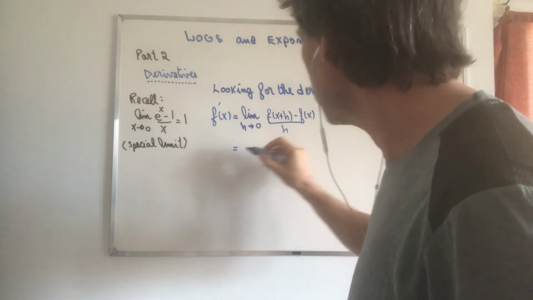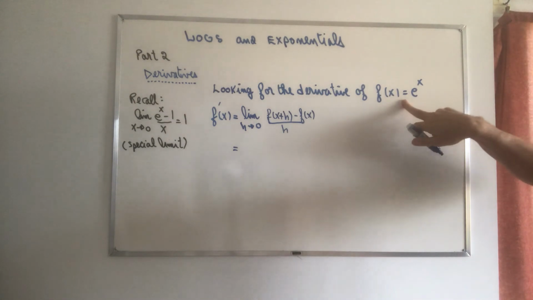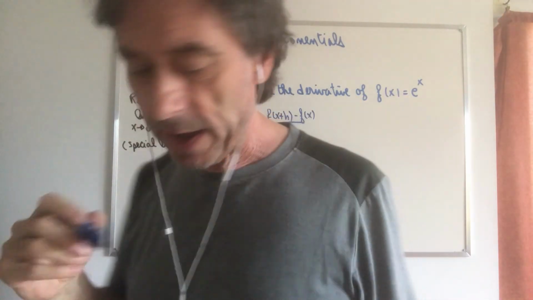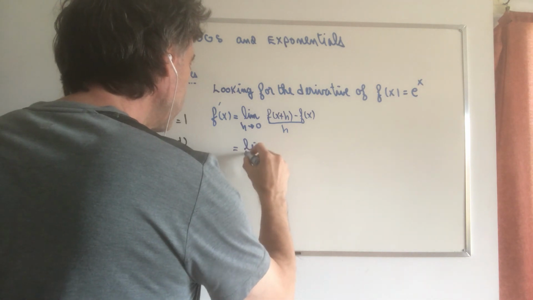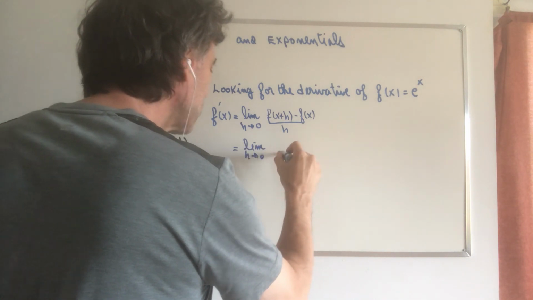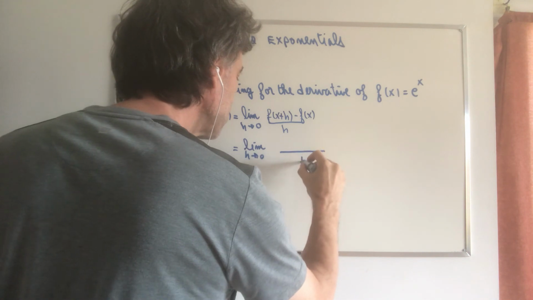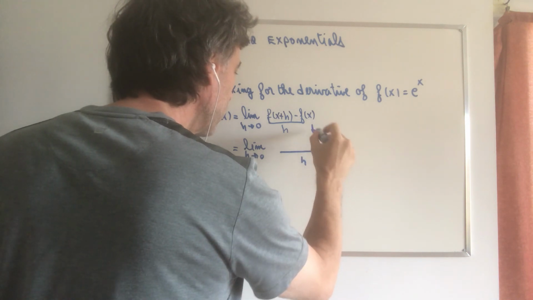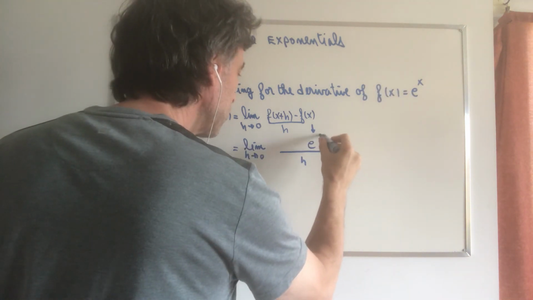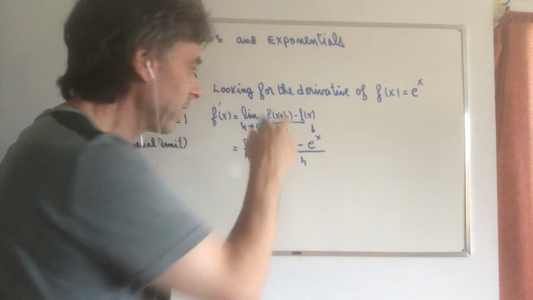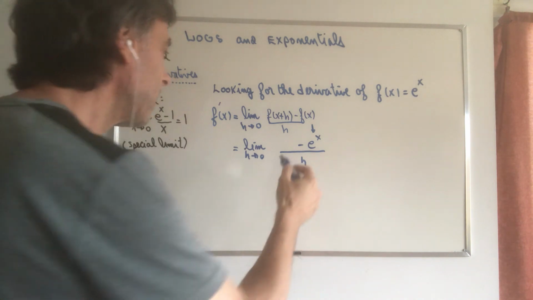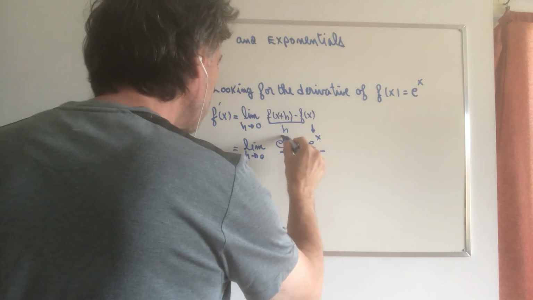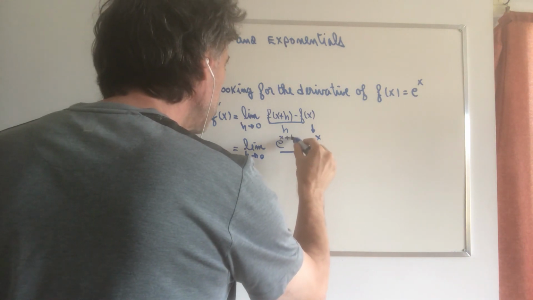So what is my function here? F of x is e to the power of x. So what is f of x plus h? Perhaps we start with f of x. What is f of x? Well, it's e to the x. What is f of x plus h? Well, we've seen that a million times before. All we got to do is replace x with x plus h. Here we go. X plus h.